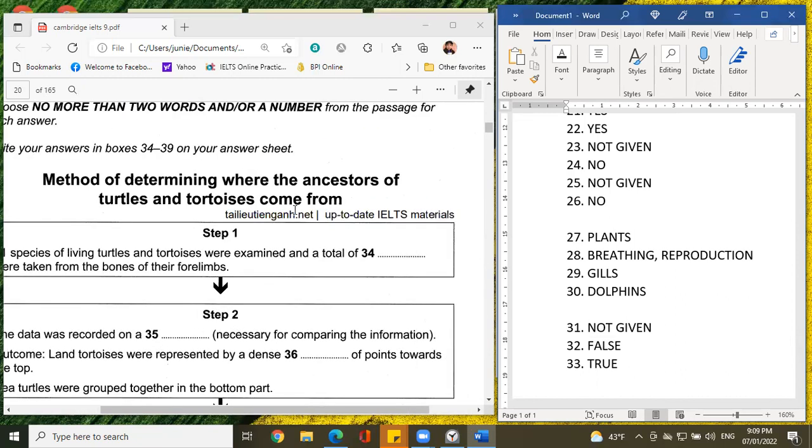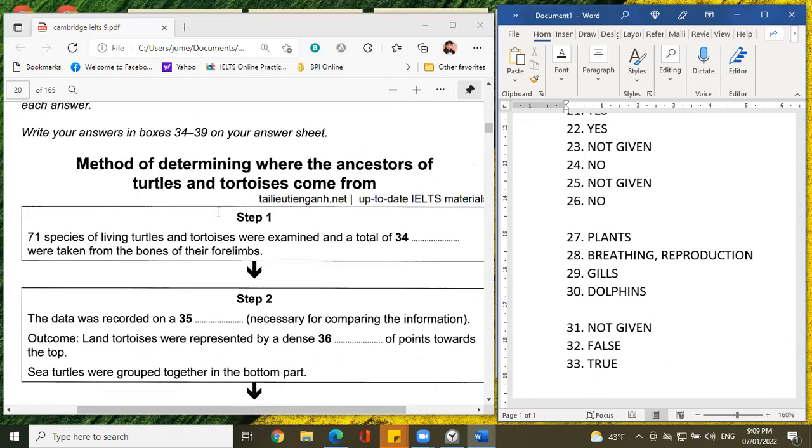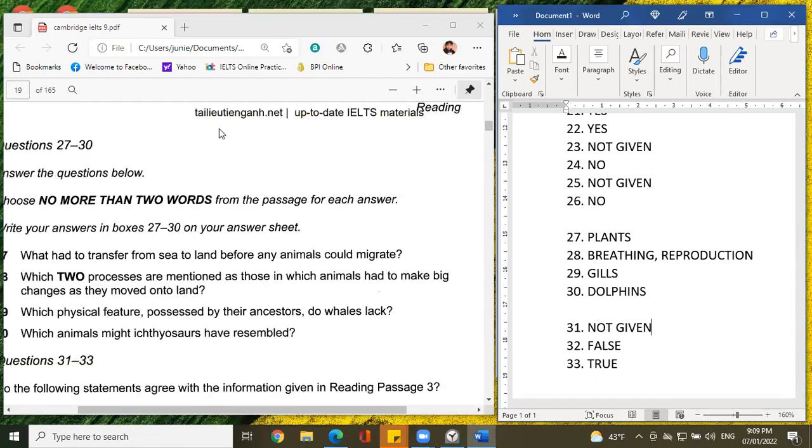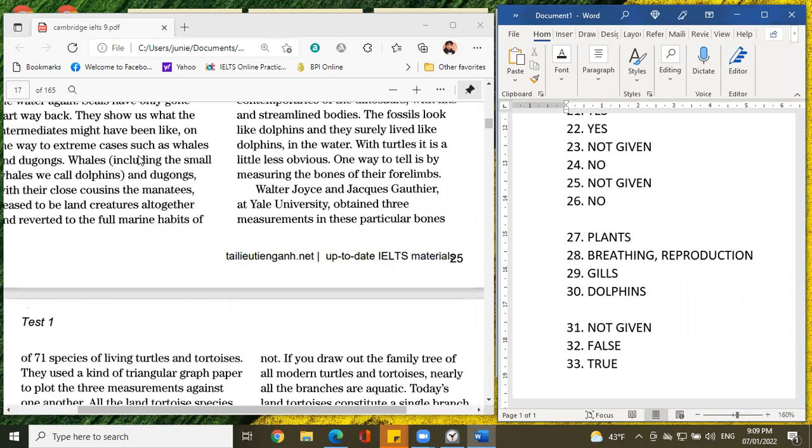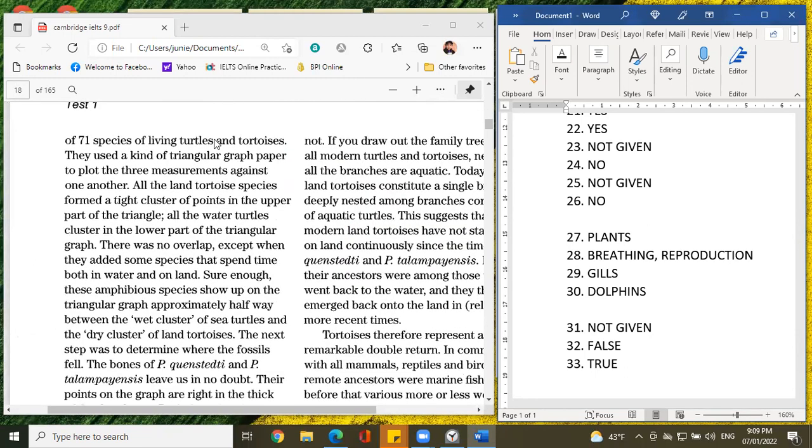Method of determining whether the ancestors of turtles and tortoises come from land or water: 71 species of living turtles are examined. A total of blank measurements were taken from the bones of their forelimbs. Hanapin natin yung 71. Ayun o! Walter Joyce and Jacques Gauthier obtained three measurements in these particular bones of 71 species. They used a kind of triangular graph paper to plot the three measurements against one another. All the land tortoise species form a tight cluster of points in the upper part of the triangle. All the water turtles cluster in the lower part of the triangle.